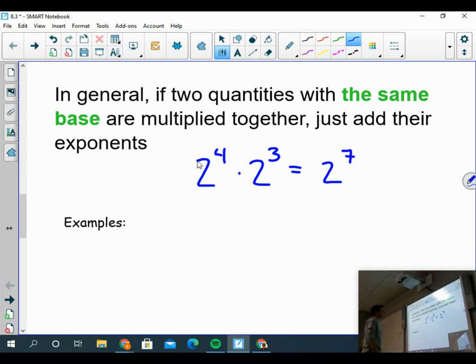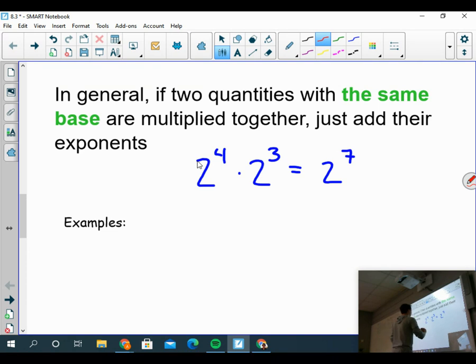Okay, in general, if two quantities with the same base are multiplied together, just add their exponents, and this will be a good shortcut for finding your solution. So I have 2 to the fourth times 2 to the third, multiplied together. I add the exponents, and my solution should turn out to be 2 to the 7th. Well, how can we prove this? How can we see why this rule is true?